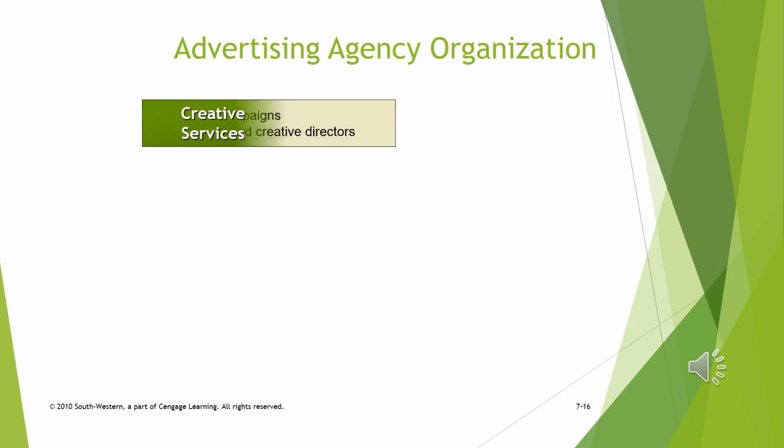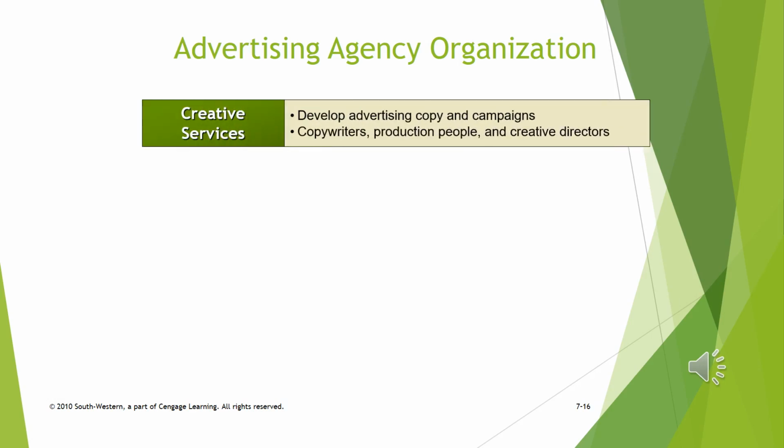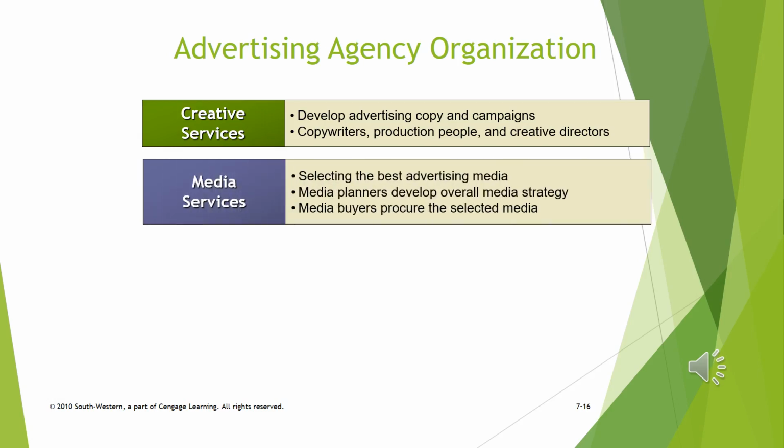Advertising agency organization. The first one is creative services. 1. Develop advertising copy and campaigns. 2. Copywriters, production people, and creative directors. Next, media services. 1. Selecting the best advertising media. 2. Media planners develop overall media strategy. 3. Media buyers procure the selected media.